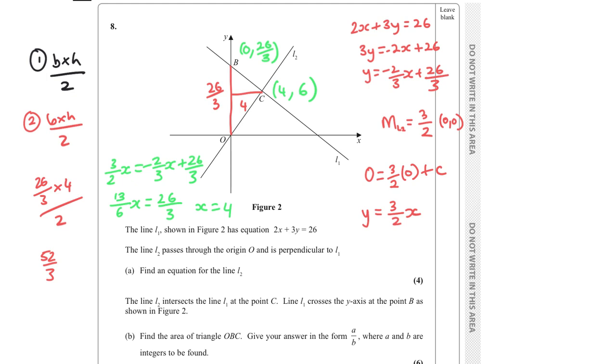It wants it in the form of a fraction. Brilliant. So 52 over 3 units squared.